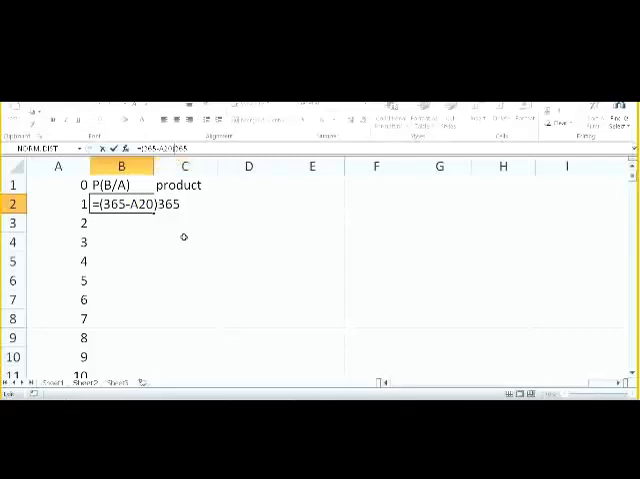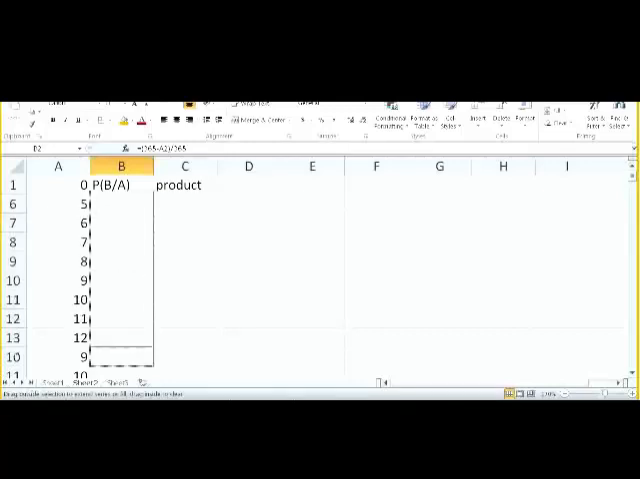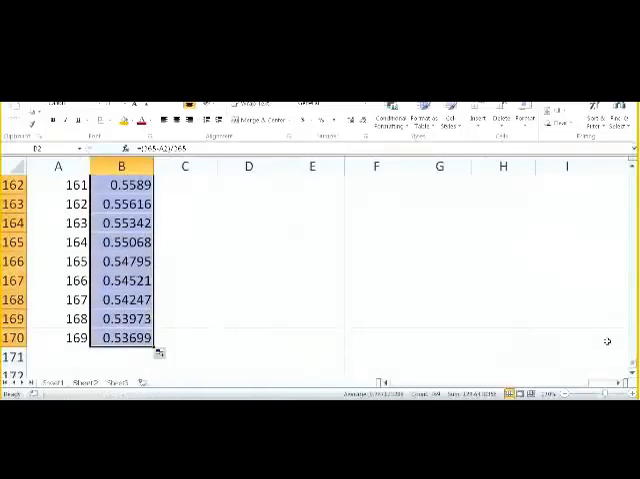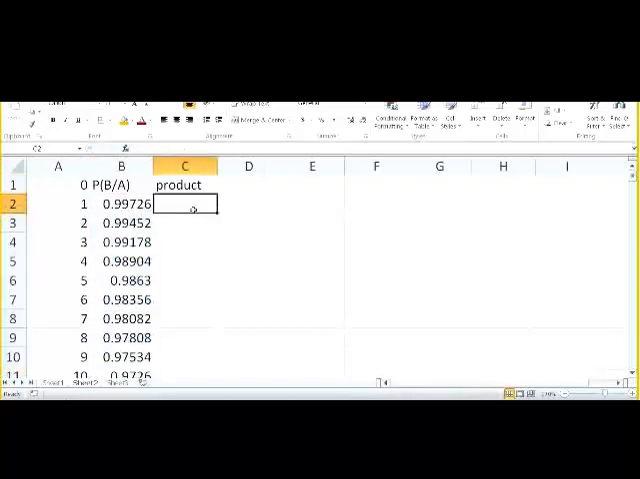And apparently I did something wrong here. Let's look at this. I divide by 365. That seems too big. It's A2. Yes. Let's fix that. Okay. So that's the probability of 2 people that I pick in a row not having the same birthday. You can copy that down, so you copy that formula down all the way to the bottom.